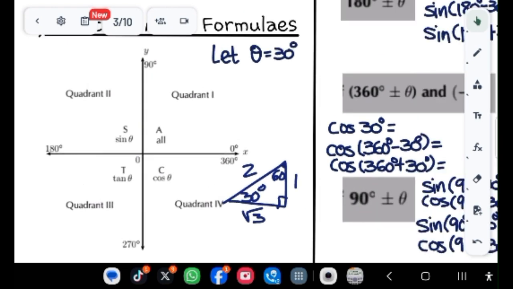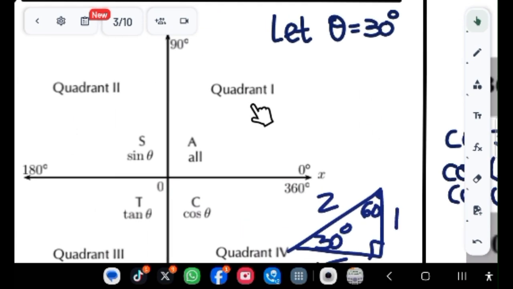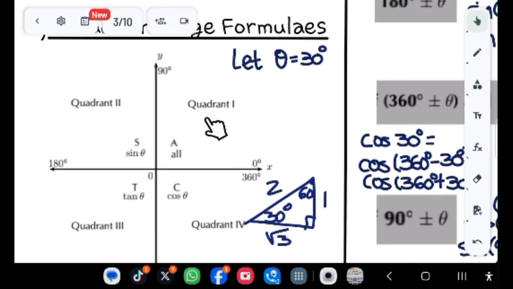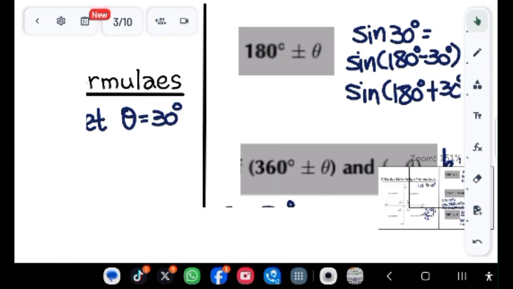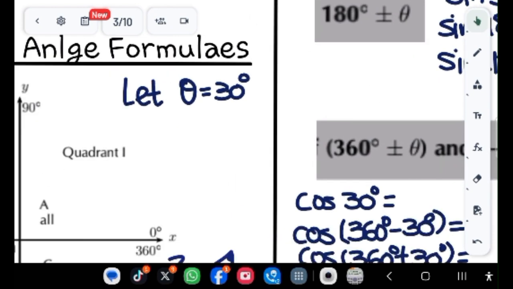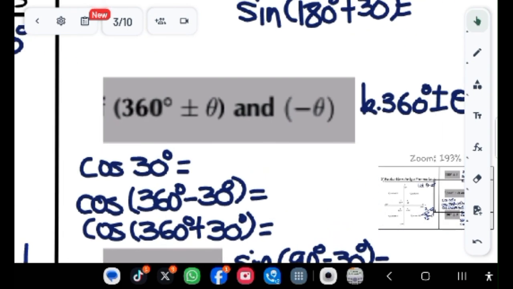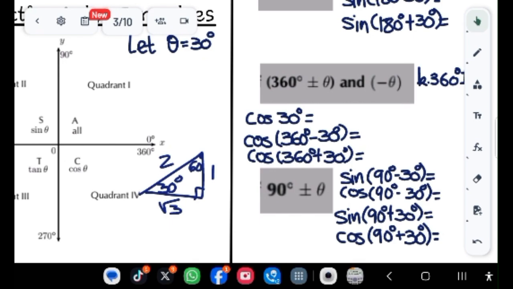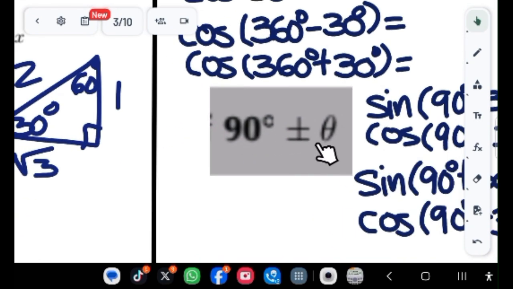The question is, how do we arrive at these quadrants? How do we express angles in a compound format that leads us to land in these quadrants in terms of our angles? You've got the 180 plus or minus theta reduction angle formulae. You've got the 360 degrees plus or minus theta, and the negative theta, and then you've got the ones that I call the co-function ones, which are 90 degrees plus or minus theta.